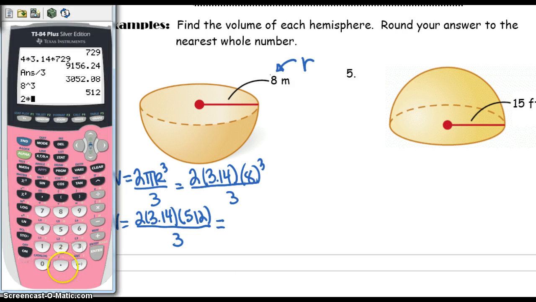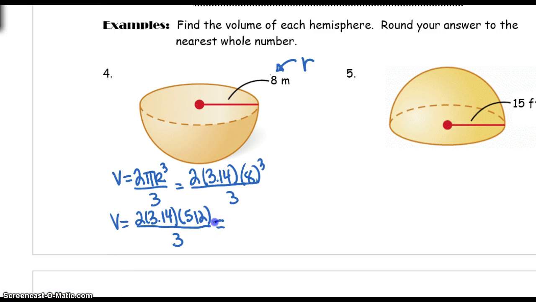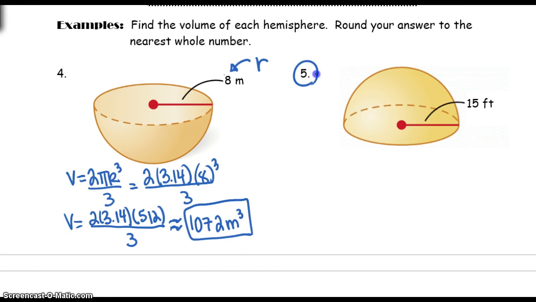So 2 times 3.14 times 512, and we're going to take that value and now we're going to divide it by 3. Now this 7 right here is going to bump this, so it's 1072 that we get as our approximate answer. 1072 meters cubed. All right, so I'm going to have you guys try 5, very similar to 4. The only thing that's changed is the length of your radius.